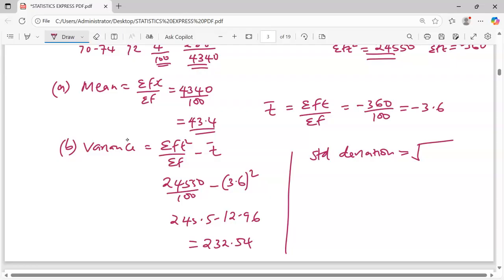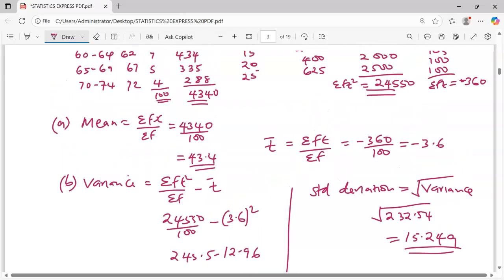From here we can now get the standard deviation by taking the square root of variance. So the variance is 232.54, and the square root of that will be equivalent to 15.249.